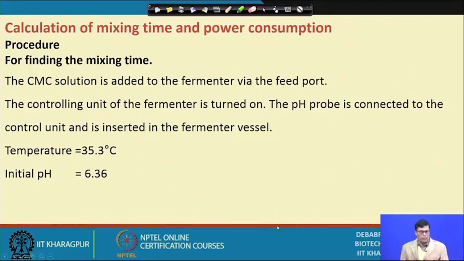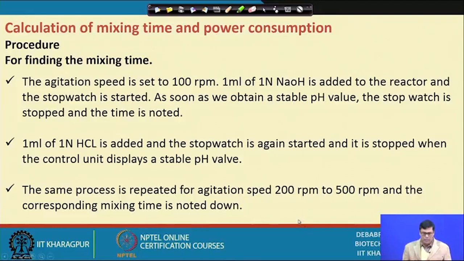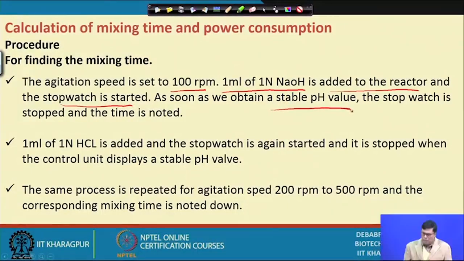Now, for finding out mixing time, we put the CMC solution, and then we maintain the temperature at 35.3 degree centigrade with the initial pH of 6.36. Then we controlled the agitator speed at different levels. First we consider 100 rpm, then 1 milliliter of 1 normal NaOH solution is added to the reactor, and the stopwatch is started. As soon as we add, we start the stopwatch and find out how long it takes to have the uniform pH. To obtain the stable pH, the stopwatch is stopped and the time is noted.